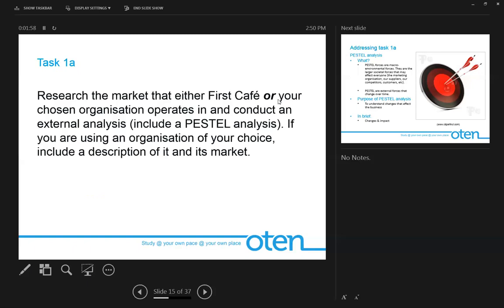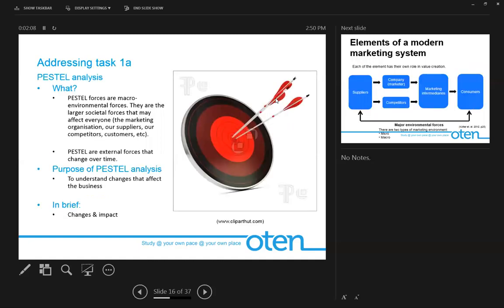Now let's have a look at task 1. Research the market that either First Cafe or your chosen organization operates in, and conduct an external analysis based on PESTEL analysis. Addressing task 1A, PESTEL analysis. What is PESTEL analysis? It is part of the macro environmental forces, the largest societal forces that may affect everyone, including the marketing organization, ourselves, our suppliers, our competitors, our customers, and so on. PESTEL are external forces that change over time.